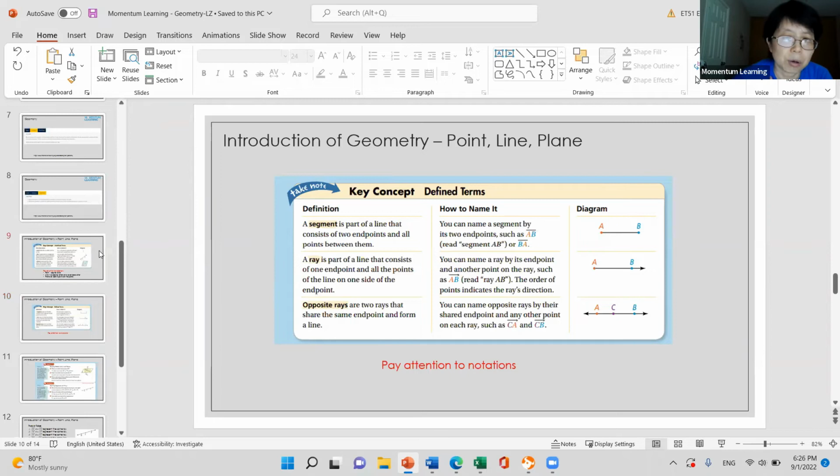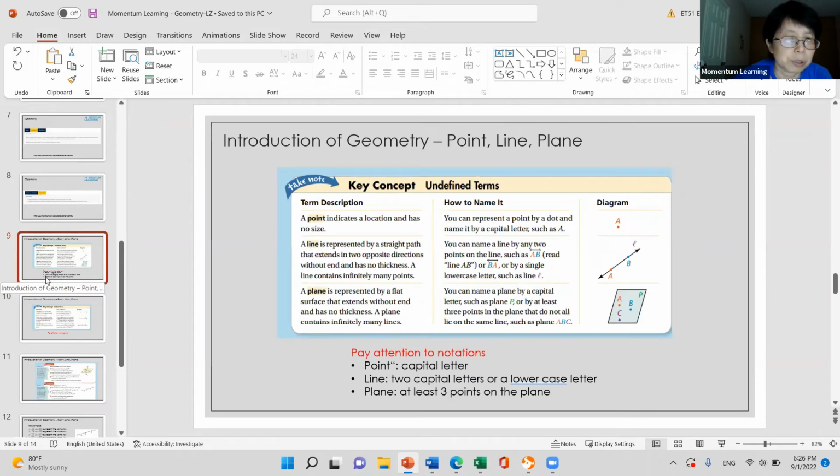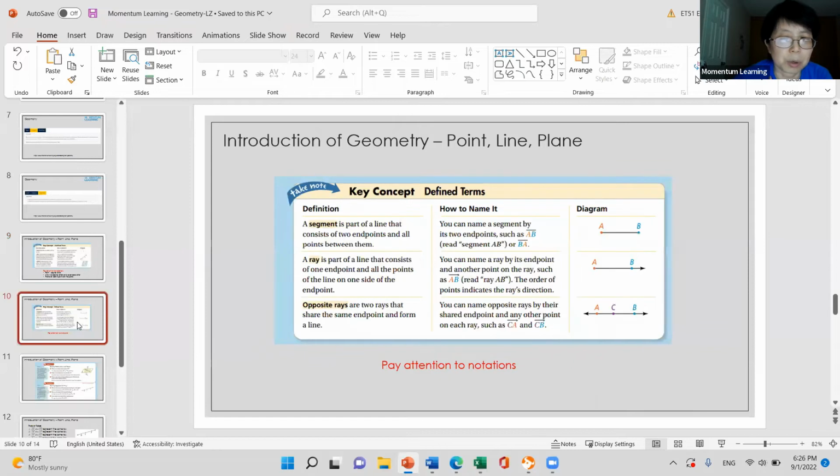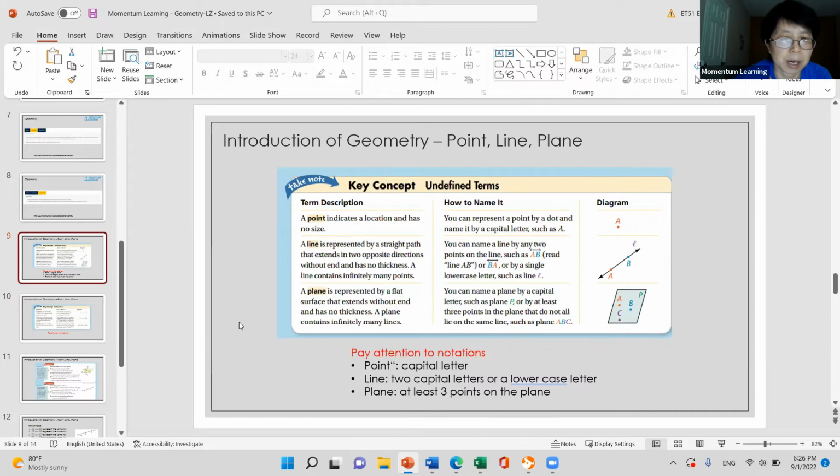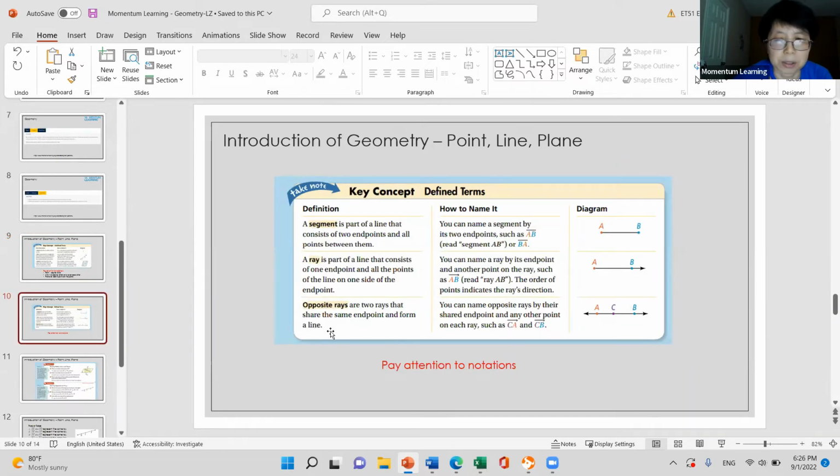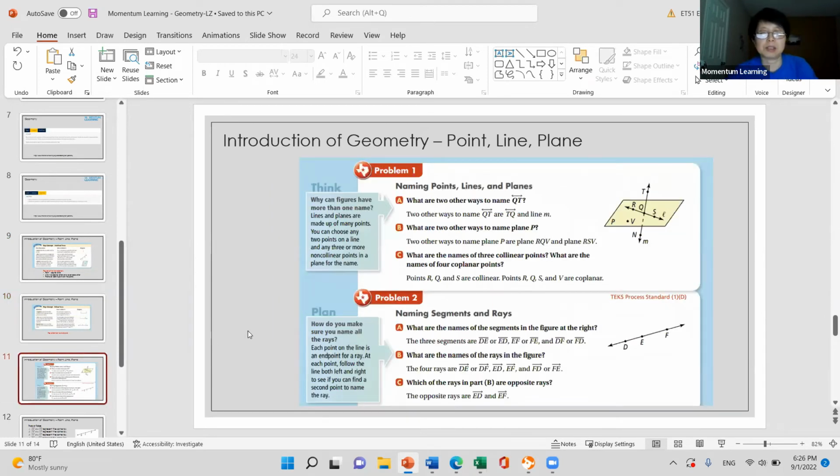All right. So for these six concepts, you need to know how to name them, you need to understand the difference, and you need to know that these three are undefined terms and these three are defined terms. Make sense here? Any questions for me? If there are no questions, let's do a few problems.